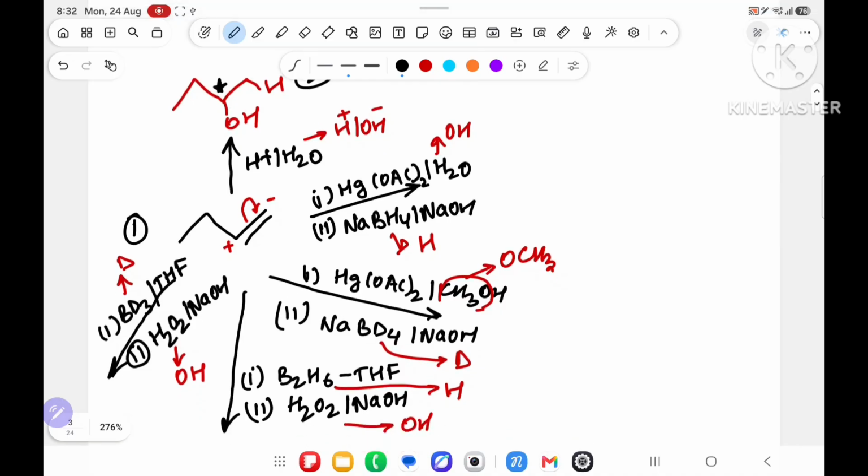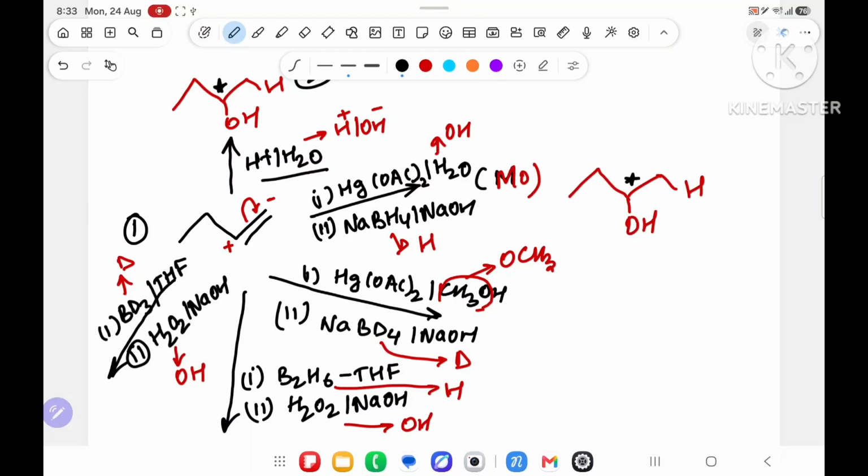That much you know. Over here, it will form carbocation. It is acid catalyzed hydration. It will follow Markovnikov rule. Markovnikov rule is saying that more hydrogen will get hydrogen, less hydrogen will get OH. So over here, what you will get? More hydrogen will get hydrogen, less hydrogen will get OH.